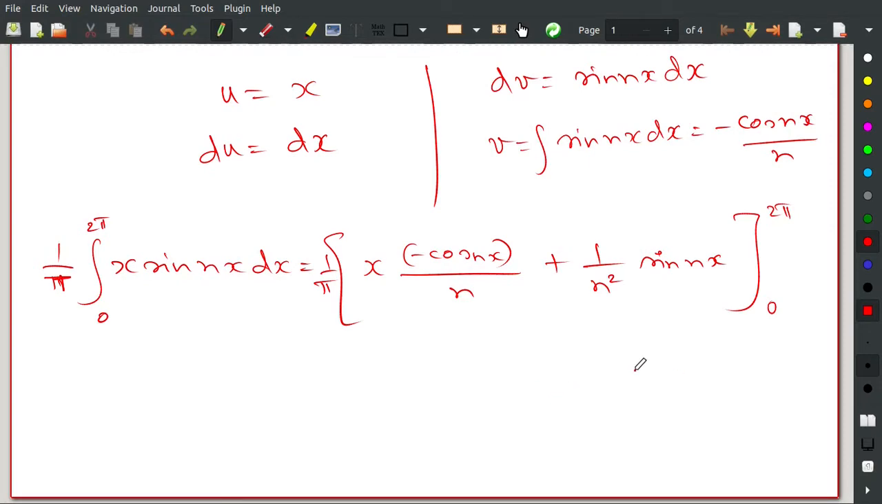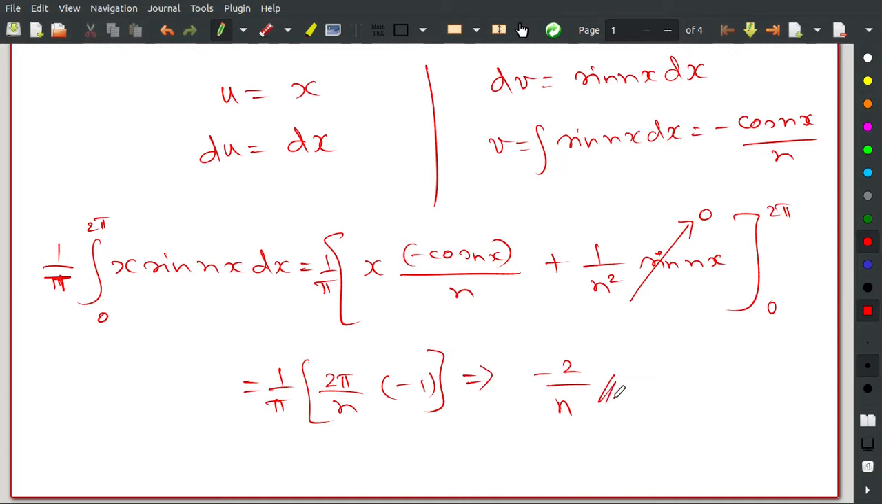So upon substituting, this term is entirely 0 for both the upper and lower limit. Therefore we have 1 by pi. If we substitute, we have 2 pi by n into minus 1. So it is minus 2 by n, right? So our bn equals minus 2 by n.